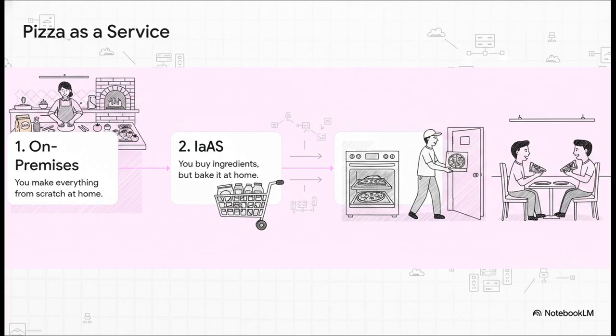Okay, next is platform as a service, or PaaS. This is like ordering a pizza for delivery. The pizza shop handles making the whole pizza, you just have to worry about the plates and drinks. And finally, software as a service, or SaaS. This is the easiest one. It's just like going out to eat at a pizza restaurant. You just show up, order, and eat.